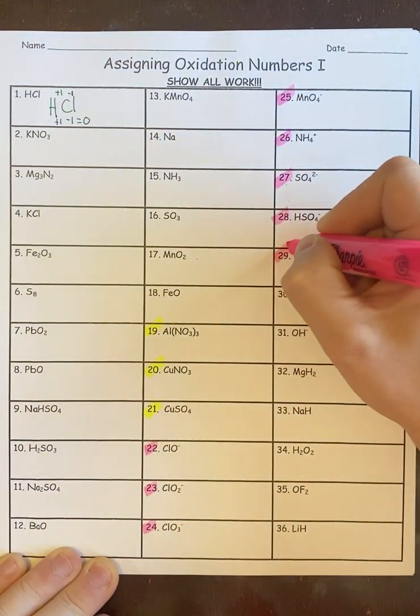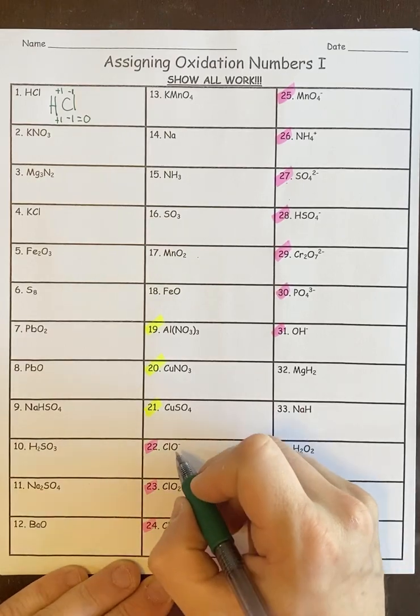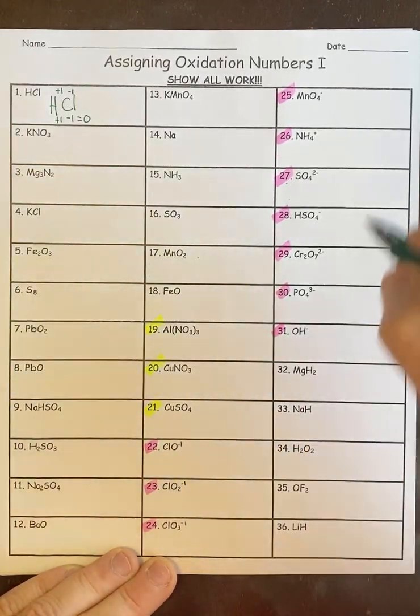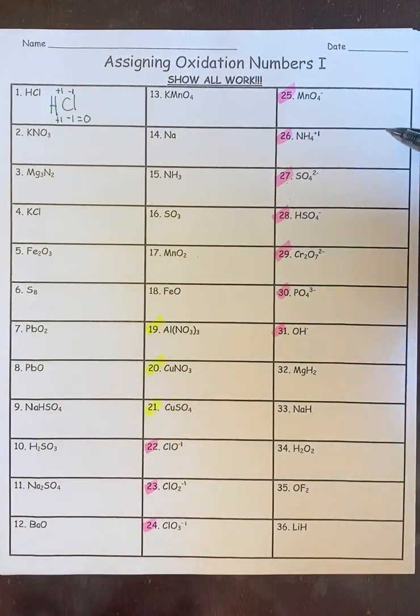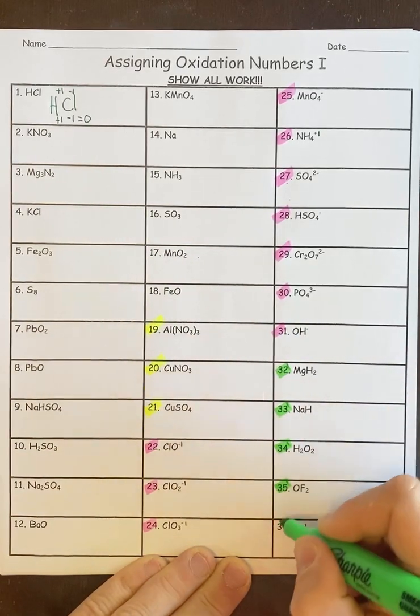When you get to 22 through 31, they are all charged, so there's nothing fancy going on there. You're just going to set them equal to the charge. So like a minus means -1. A plus would mean +1. If it's any number other than 1, they have to include it. So if it's 2 minus, that means -2.